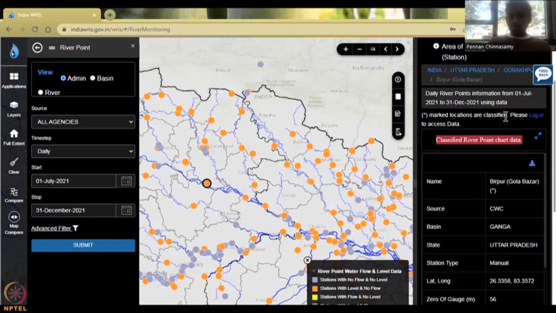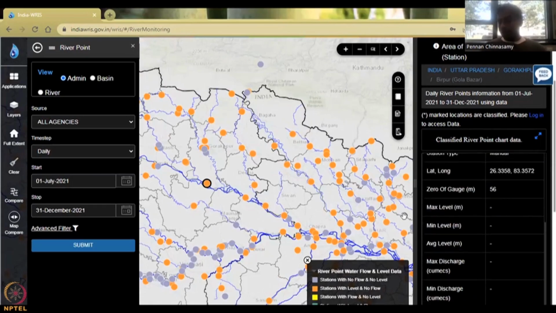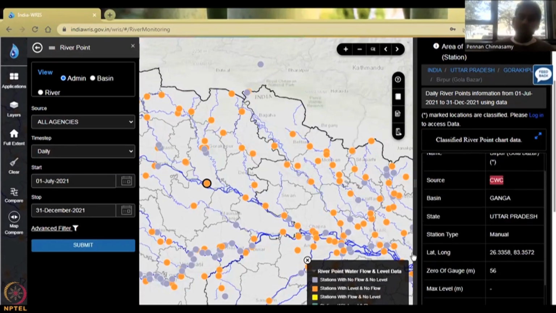Marked locations are classified. Please log in to access data, wherein you have to log in, give a permission, why you want to use the data, etc. So even if you cannot get it online, now at least you know that the agency is there, CWC, and the location of the lat longs are there, and all the other data is blacked out, which means that they will not give you the actual level and flow because it is a classified data.